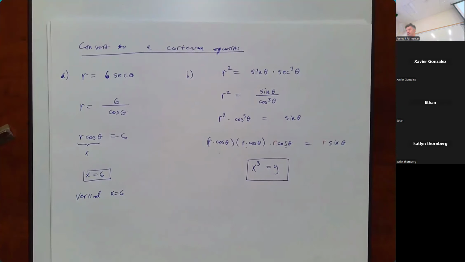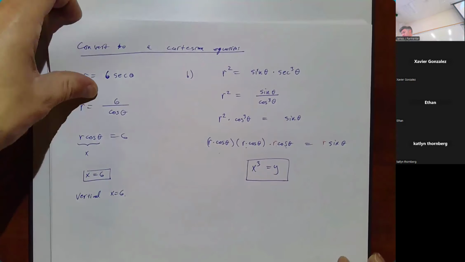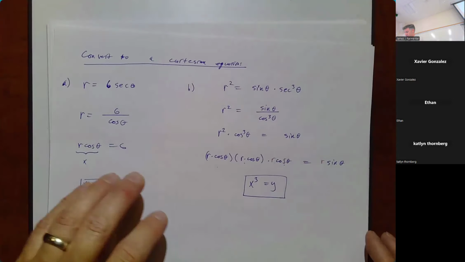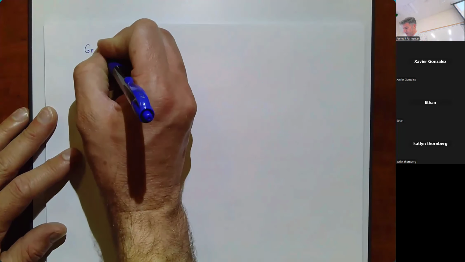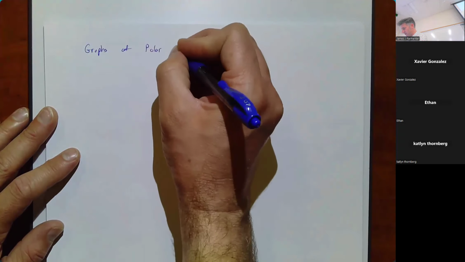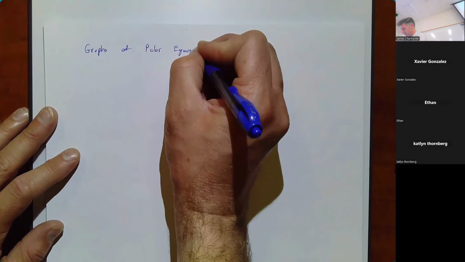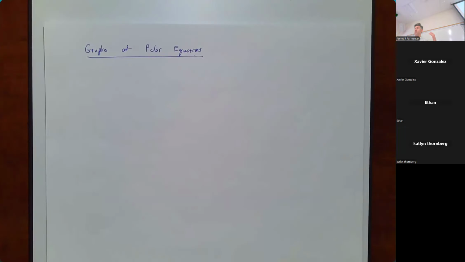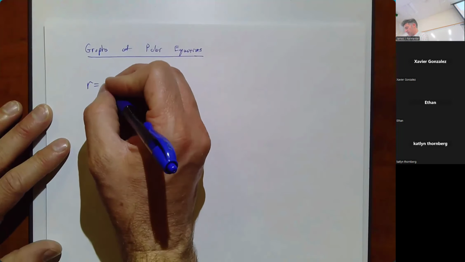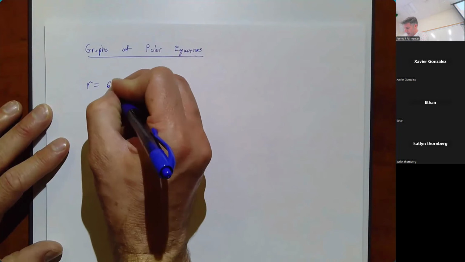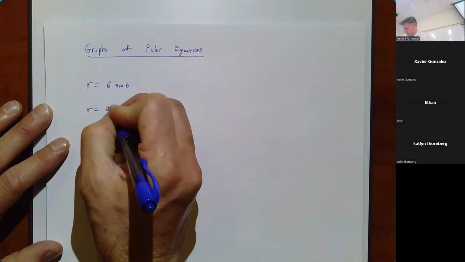So let's talk about some polar graphs. There are two or three types of polar graphs that you should have some passing familiarity with. So, graphs of polar equations. One of them we've already talked about, but we'll come back to it in a minute, which was r equal to either a multiple of sine or a multiple of cosine. In fact, let's write those down first. So if you have r equal to 6 sine theta or r equal to 4 cosine theta.